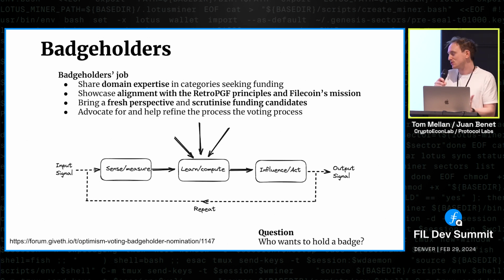And the badge holders will have a couple of jobs. One is to vote, but also to help evolve this whole process as well. So what we would like to do, ideally, is set up a DAO, a FIL Retro Public Goods DAO, that can help guide this process and bring the badge holders together.